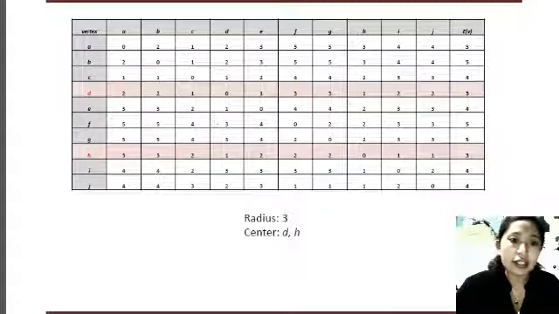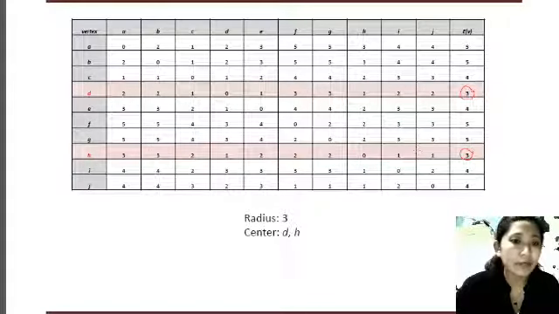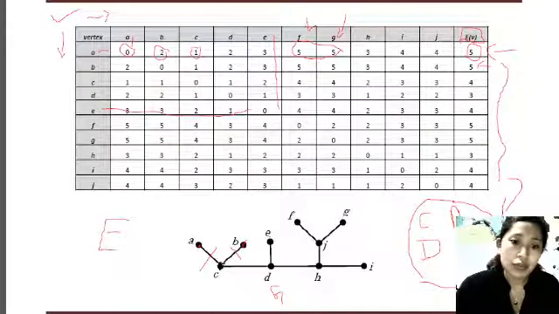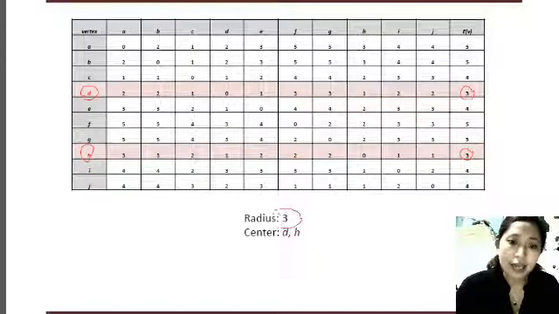Now this is showing the rows from where we are getting the minimum eccentricity value. So the minimum eccentricity value is 3, and which rows are contributing this minimum eccentricity value? There are 2 rows from where we are getting this minimum eccentricity, that is the row with vertex D and the row with vertex H. So that means the radius of this tree is equal to 3, and which vertices are contributing for this radius value, that is D and H. So these 2 vertices will be called the center of this tree.